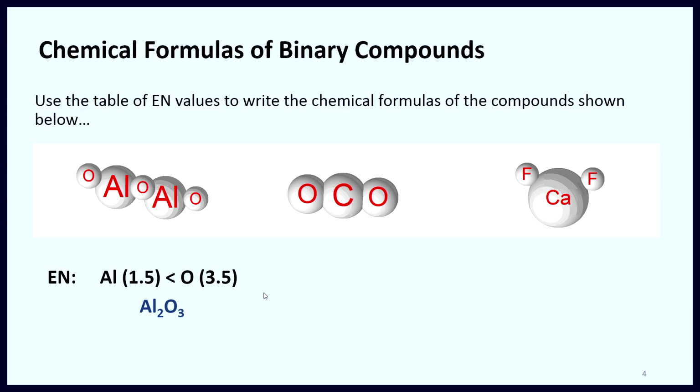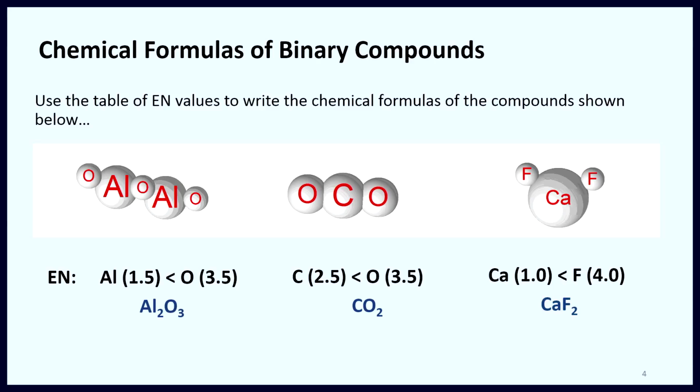This next molecule, I have an OCO, 2 oxygens and a carbon. Well, we need the electronegativities in this case. Carbon's less electronegative, it's written first, and that's CO2, good old carbon dioxide. And finally, I have CaF2. Calcium is less electronegative than fluorine because calcium's a metal and fluorine's a nonmetal, so it's written CaF2.